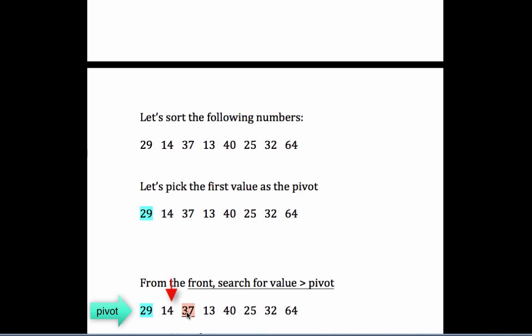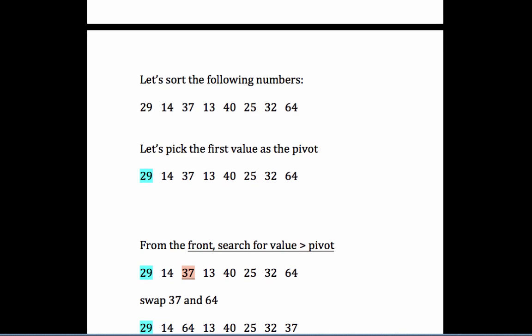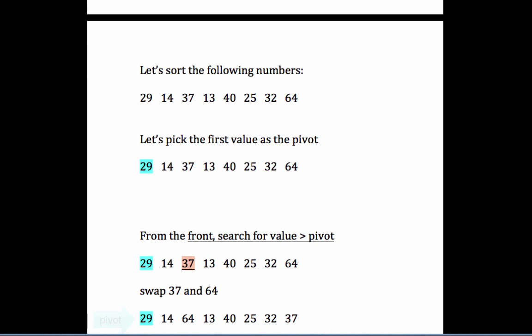So I move to the next location and I find 37. And 37 is the first value that I found which is greater than the pivot. So at this point, I know that I need to move 37 to the back of the array because 37 is greater than 29. And what the technique does is to swap 37 with the last value in the array. So I'm going to swap 37 and 64, right? And that gives me 64 here and a 37 there.